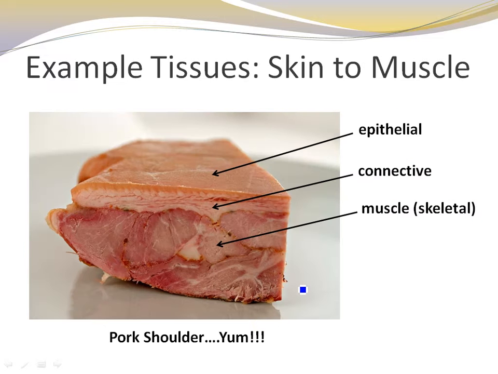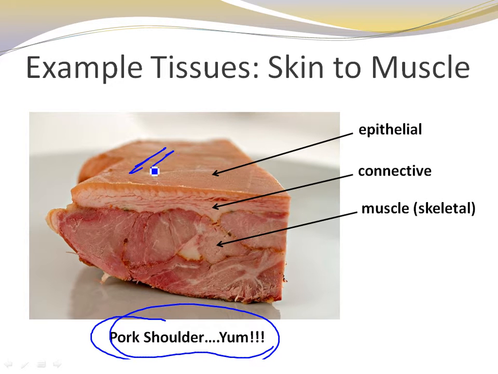Let's look at a couple of visuals to help us understand these different types of tissues and how they're woven together to build a whole body. This is a chunk of pork shoulder. And guess what, guys? The shoulder of a pig structurally is very similar to if you took a chunk of your shoulder off, and we're taking a look at it.